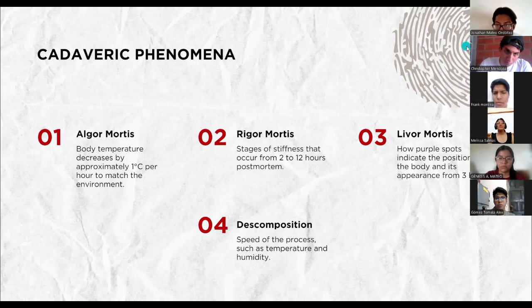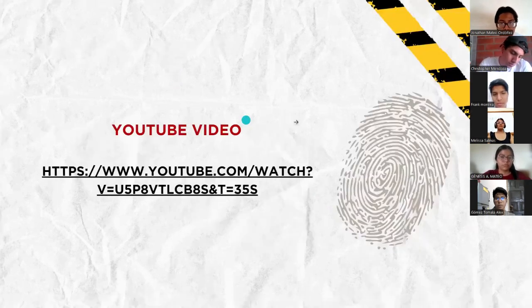And the last one, which is decomposition, depends on the speed of processes such as temperature and humidity. Decomposition is a process of the human body that has several stages. Okay. Now I'm going to show you a YouTube video, to help you understand better this type of phenomenon.